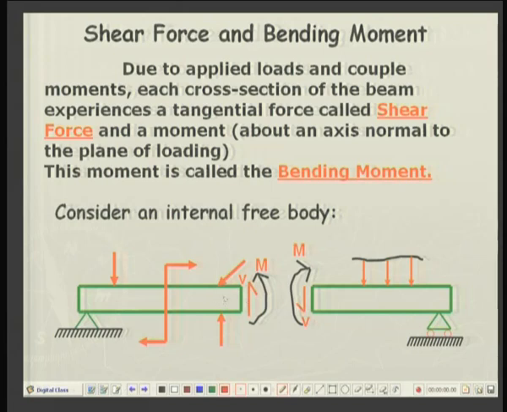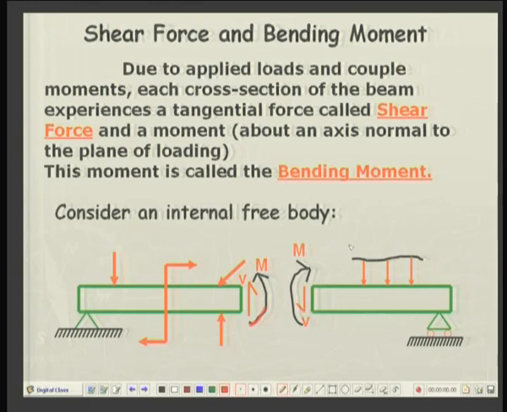So, to maintain this equilibrium, let us say I consider the left hand section. These are the applied first force, second force, and perhaps another force over here, and this is the moment. Now, since the cut is passing through this, as we have already done, there will be a tangential force acting through the section and a moment on that section.